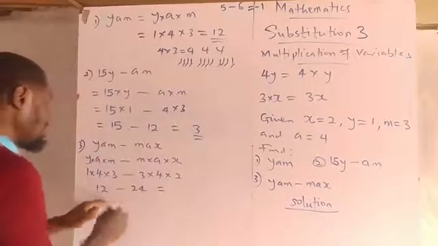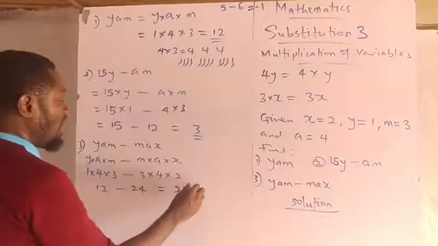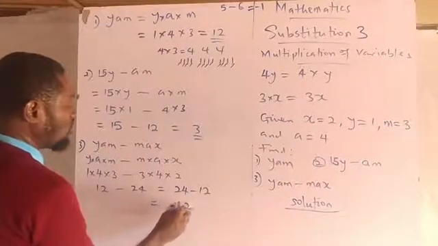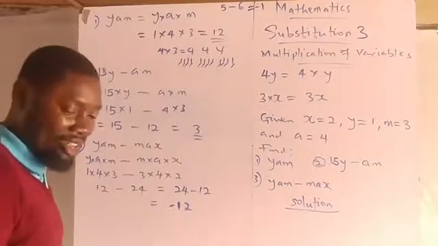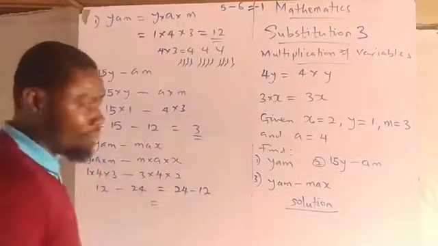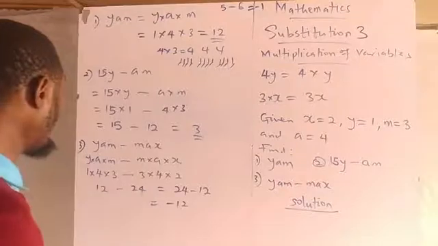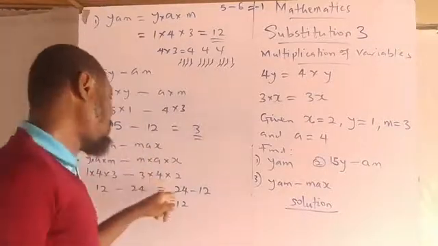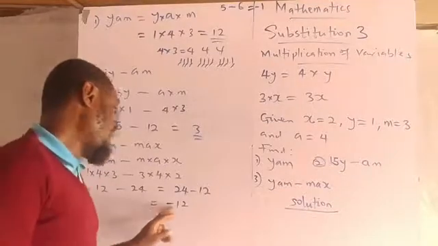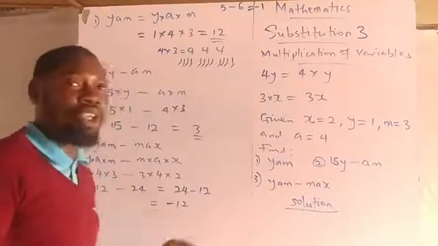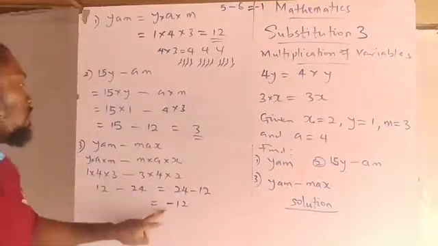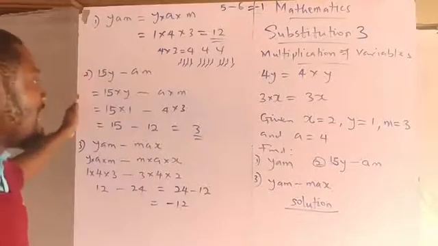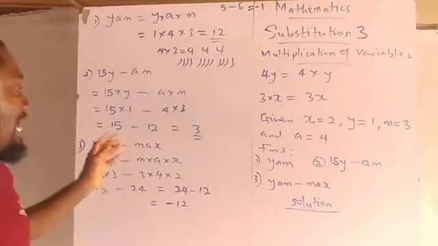So if you turn this to become 24 take away 12, your answer will be 12, but put a minus sign at the front. Your answer is minus 12. So 12 take away 24 is minus 12. Ordinarily 12 cannot take away 24, but since you choose to turn the equation to 24 take away 12, the answer should carry a minus sign because you turned the equation. That is why your answer is minus 12. So we have succeeded in solving the problems. They are not difficult questions.